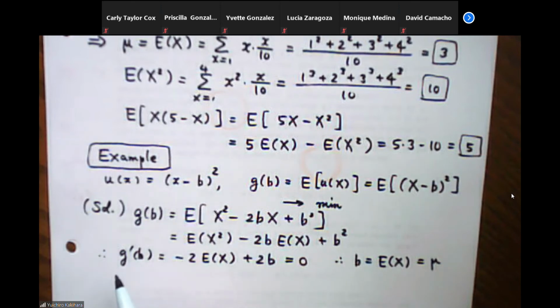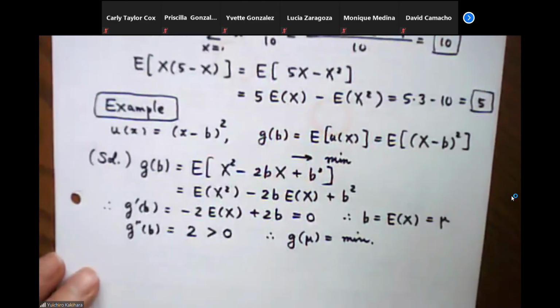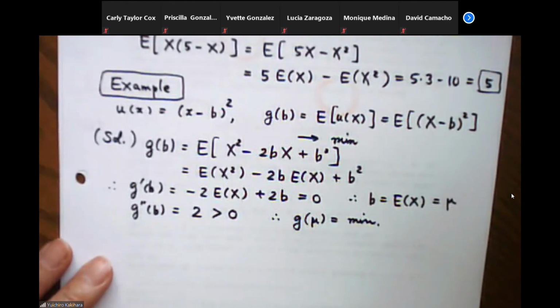And then one more thing we have to check: the second derivative. Second derivative is what? Differentiate this with respect to b. This is constant, so 0. And this is 2b, so this is 2, which is positive. So g of mu is the minimum, right? We can say g of mu is the minimum. So this is our conclusion.